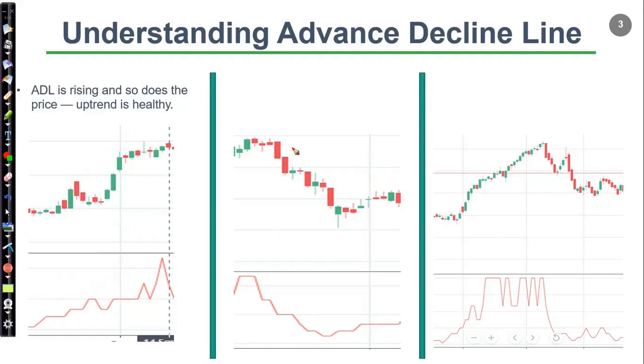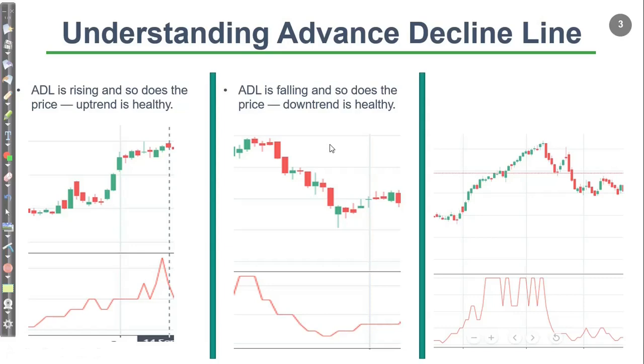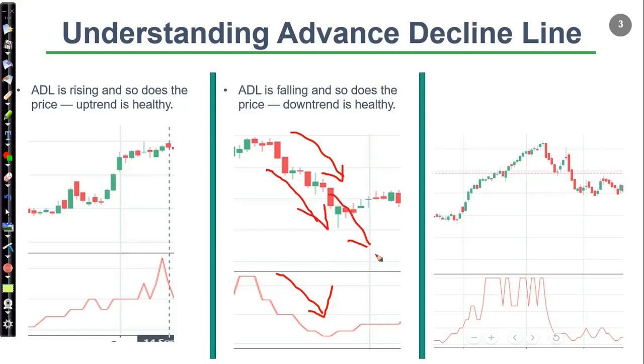Next, here you can see another scenario, called downtrend confirmation or a healthy downtrend. Here the price is falling down continuously, and the ADL line is also falling toward the downside, which means the downtrend is healthy. There is a probability it continues toward the downside. Those who sold here can hold their position, and there is a probability of going below this level.